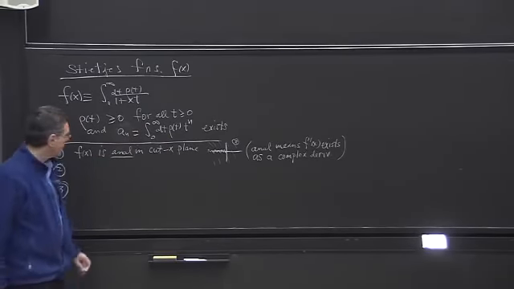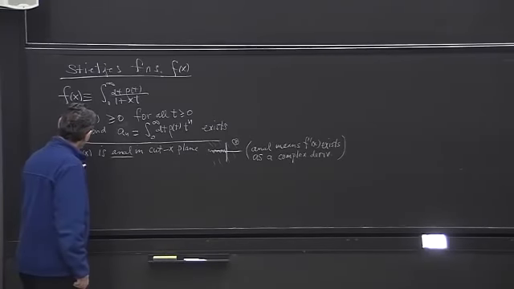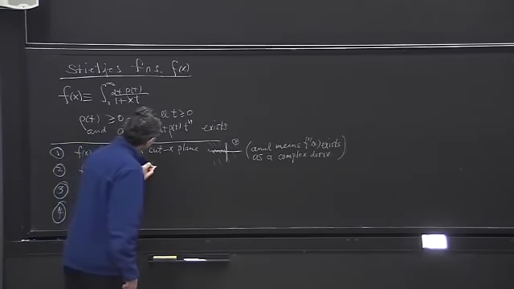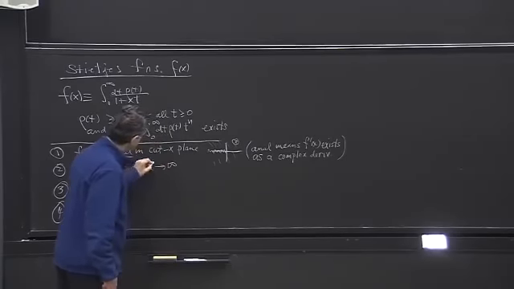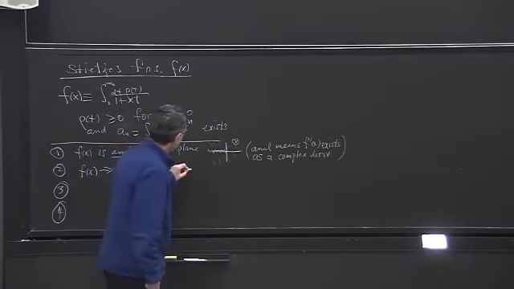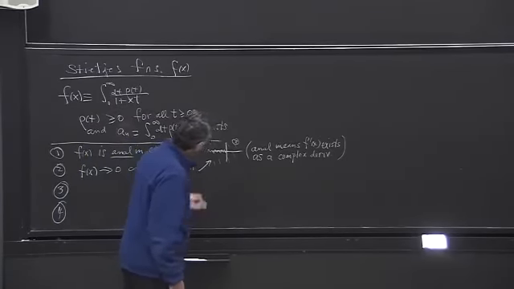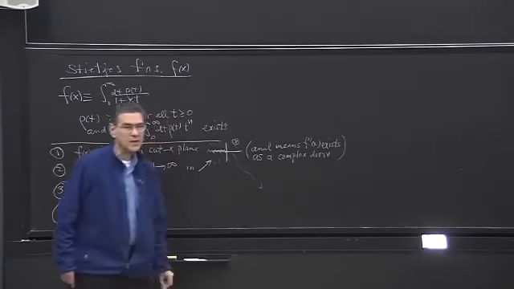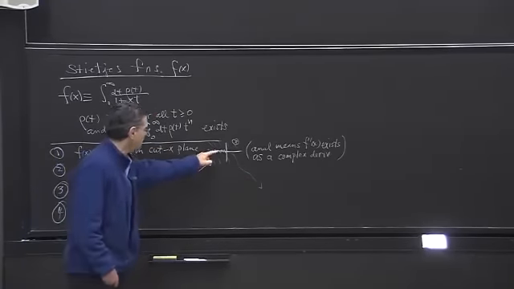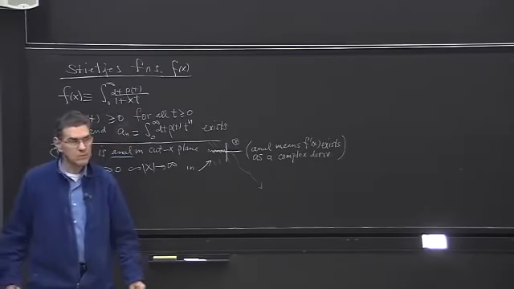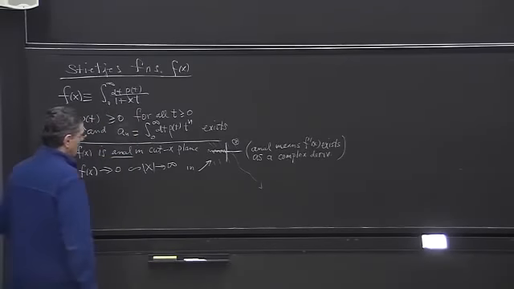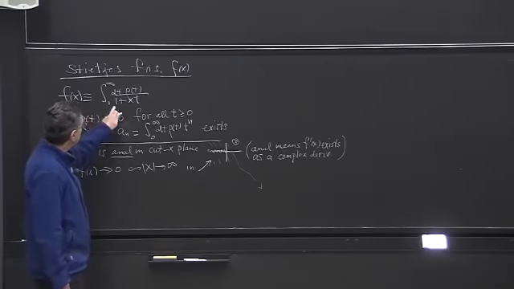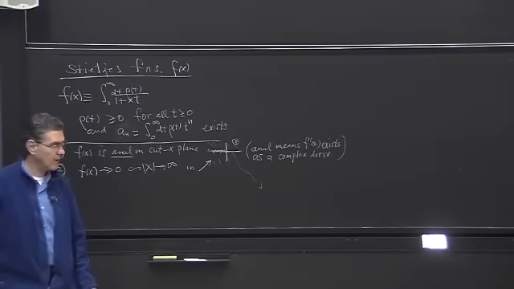Second property is that f of x goes to 0 as x goes to infinity in the cut plane. So if you go off to infinity in some direction, except on the negative axis where f doesn't exist, where it's on a cut, this integral has to vanish.